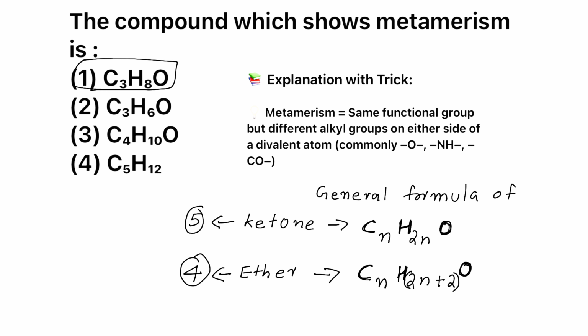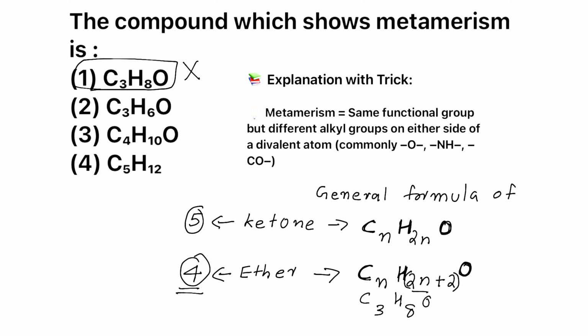C3H8O, whether it is a ketone or an ether. How can we check that? Substituting this formula, put 3 here, C3, then 2 into 3 plus 2, that is H8, O. Got it, right? Instead of n you put 3. Now H, 2 into 3 is what? 6. 6 plus 2 is what? 8, O. So it is an ether, but the number of carbons is lesser than 4. So it cannot show metamerism. Directly understand like that, okay? You have to use the hint, otherwise it takes a lot of time.